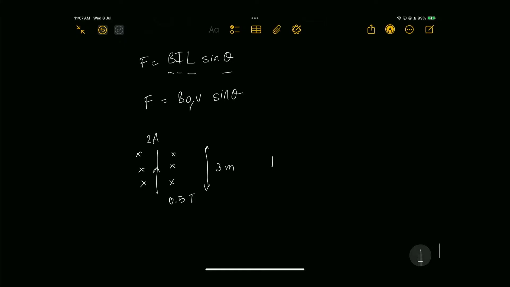We can substitute, right? F is equal to B, so that would be 0.5 times the current, which is 2, times the length, which is 3 meters. Now the current carrying wire is perpendicular to the magnetic field, so theta in this case would be 90 degrees, right? So now this would be just equal to 6 newtons.